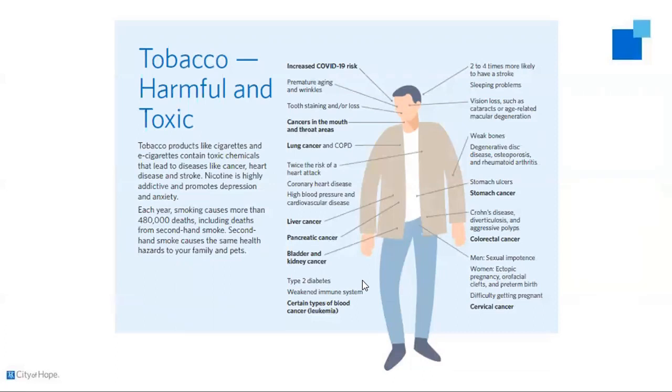Aside from lung cancer and COPD, people can develop different types of cancers all over their body, and also can have, for example, premature aging and wrinkles. Also stomach ulcers, vision loss, and for men, sexual impotence, and for women, ectopic pregnancy. So again, it does affect every single cell in a person's body.